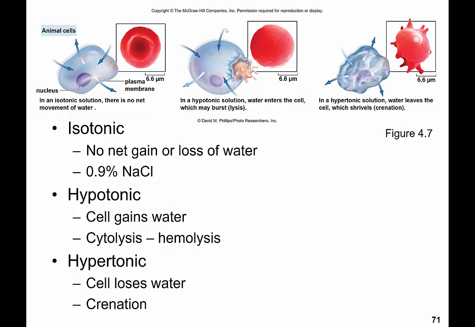In a hypotonic solution, there is a lower concentration, so water is going to move into the cell. If so much water moves in that the cell can't handle it, then that plasma membrane is going to burst. This is lysis of the cell. In a hypertonic solution, we have the opposite occur. So hypertonic, there is more solute, and so as water tries to equalize, water leaves the cell and causes the cell to shrivel or crenate.